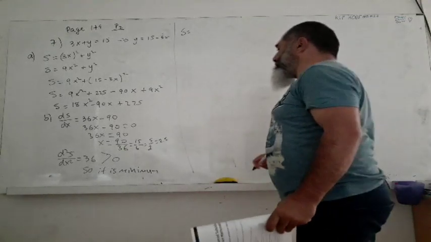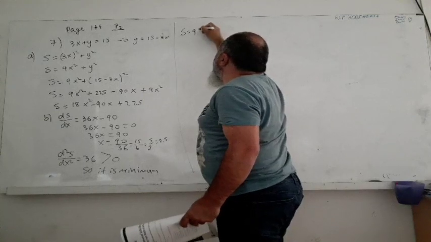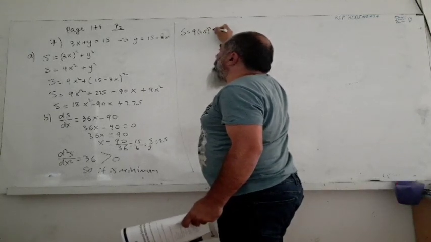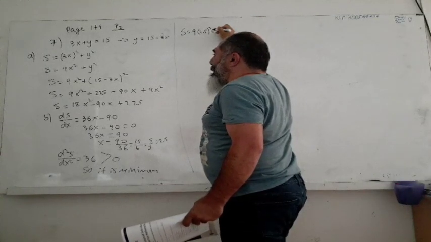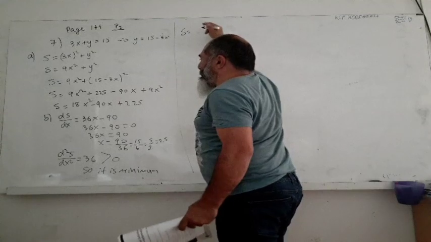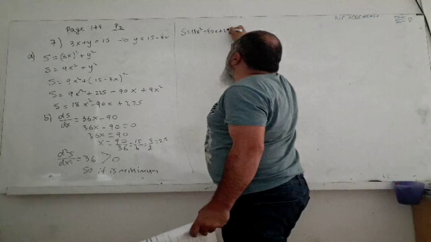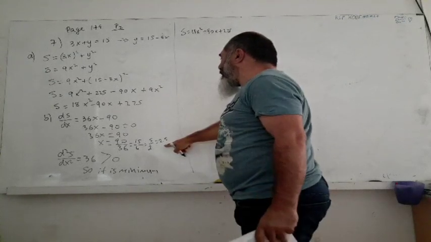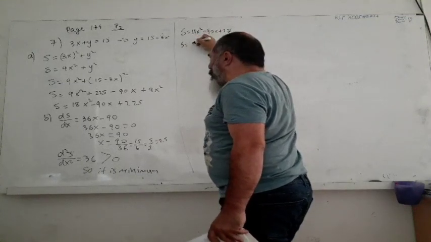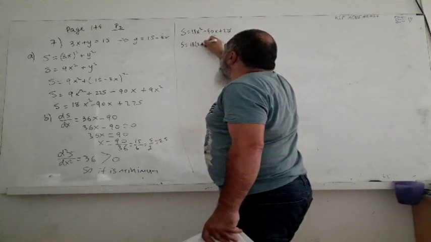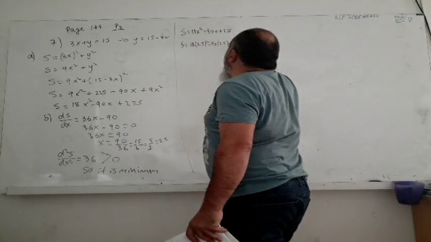So s will be 2.5 squared plus... s is here. What is the expression for s? s is 18x squared minus 90x plus 225. Here we found x as 2.5, so the minimum value of s is going to be 18 times 2.5 squared minus 90 times 2.5 plus 225. That's the s value.